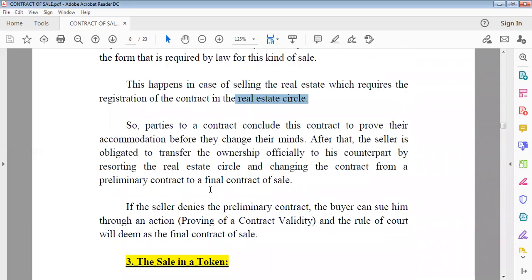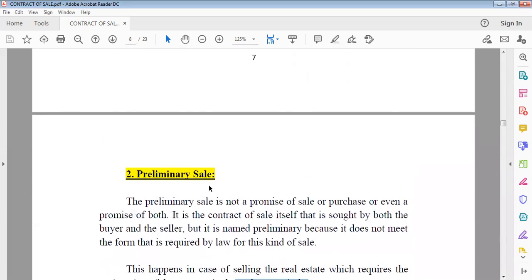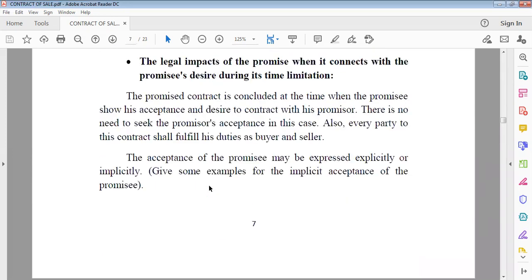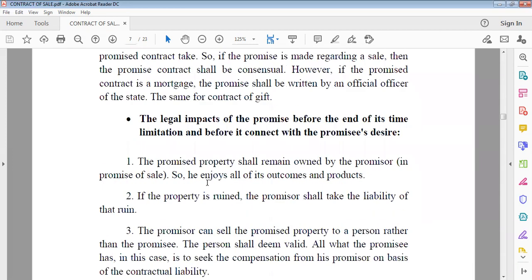So this is all about the preliminary sale as one of the special forms of contract which precede the contract of sale.